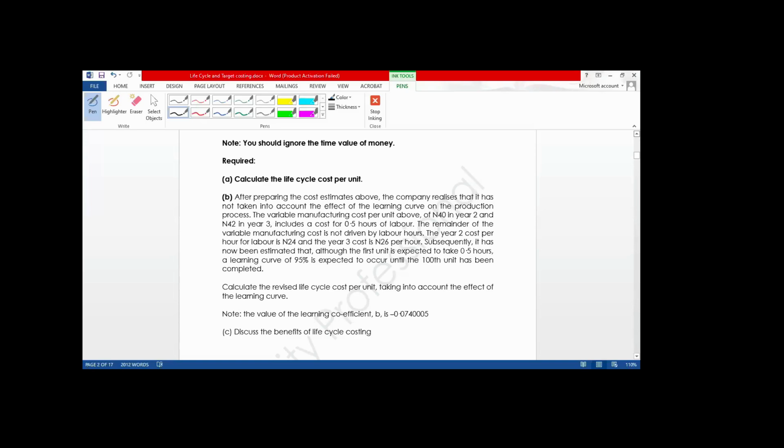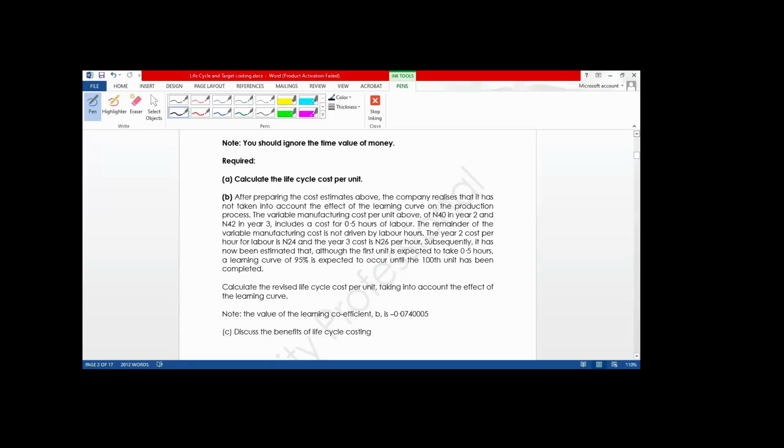The variable manufacturing cost per unit above of 40 naira in year 2 and 42 naira in year 3 includes a cost for 0.5 hours of labor. The remainder of variable manufacturing cost is not driven by labor hour.